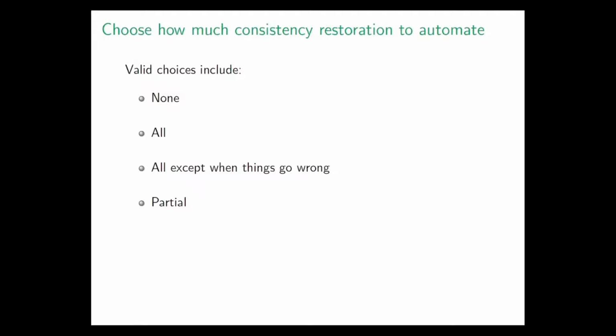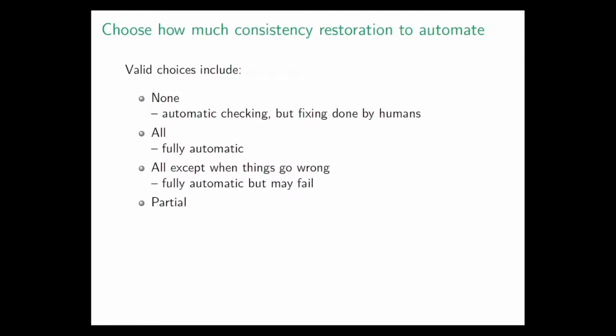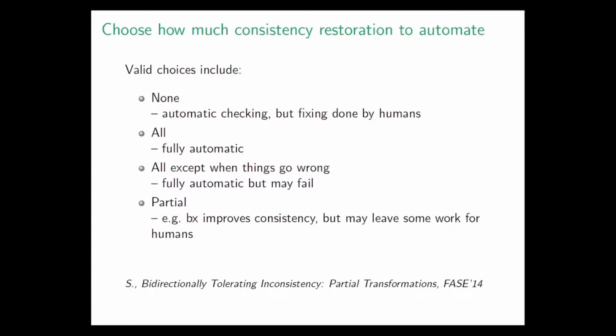So sometimes the right thing to do may be not to automate consistency restoration at all, but instead to leave the fixing to be done by humans, just automating the consistency checking perhaps. In the bx community, we often make the simplifying assumption that consistency restoration is fully automatic. It always returns a situation in which consistency has been restored. In practice, transformation engines tend to have the possibility of going wrong, and so it may be that if the engine returns successfully, then consistency has been restored, but there's the possibility that it fails and consistency is not restored.